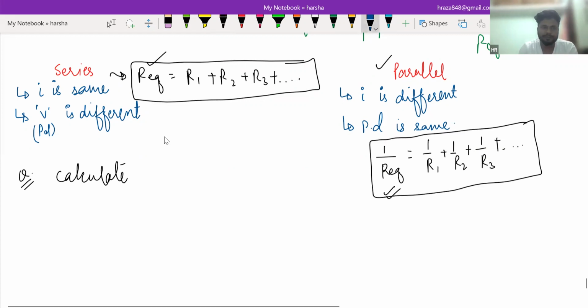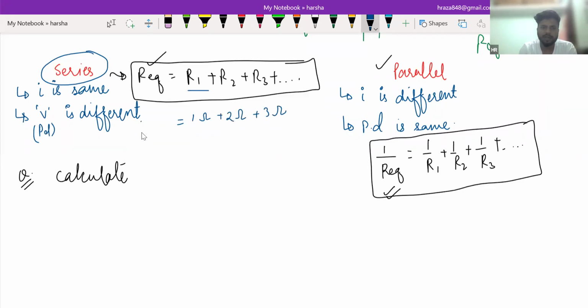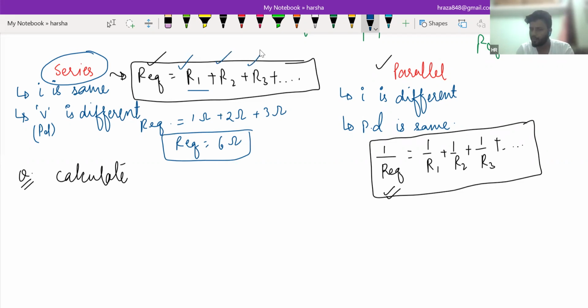Always remember that this R equivalent in series will be always greater than the individual one. That is understood because just suppose three resistances, 1 ohm plus 2 ohm plus 3 ohm. This will be the R equivalent, and you can see R equivalent will be equal to 6 ohm. This R equivalent will be greater than any individual one. You can compare it by R1, R2, R3, R equivalent. This will be greater than each of them.